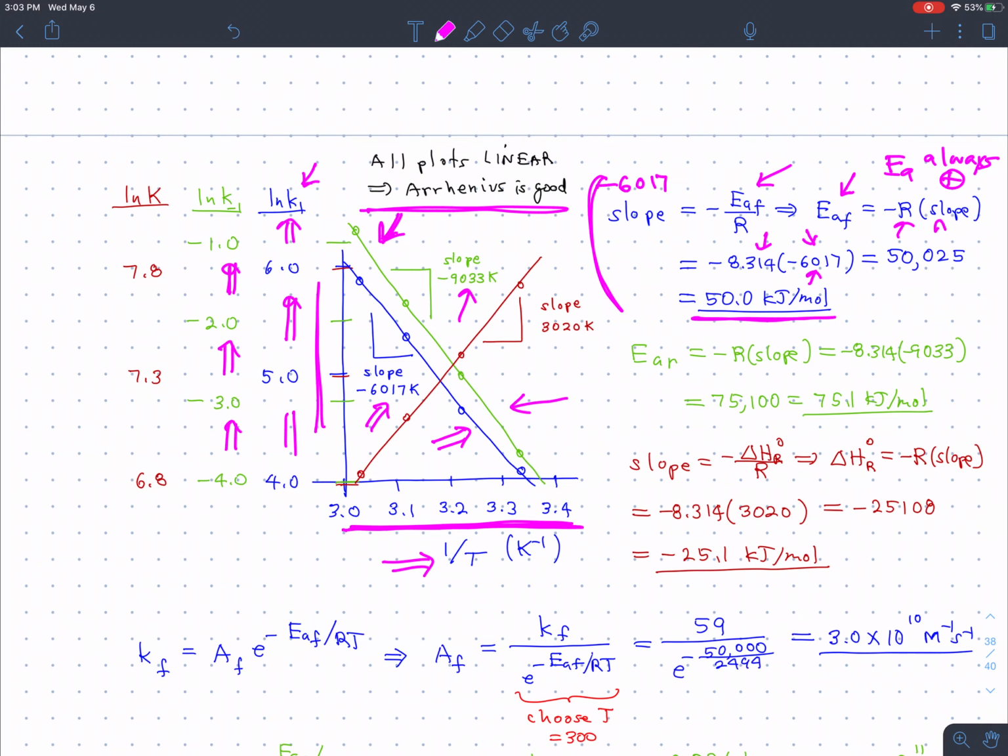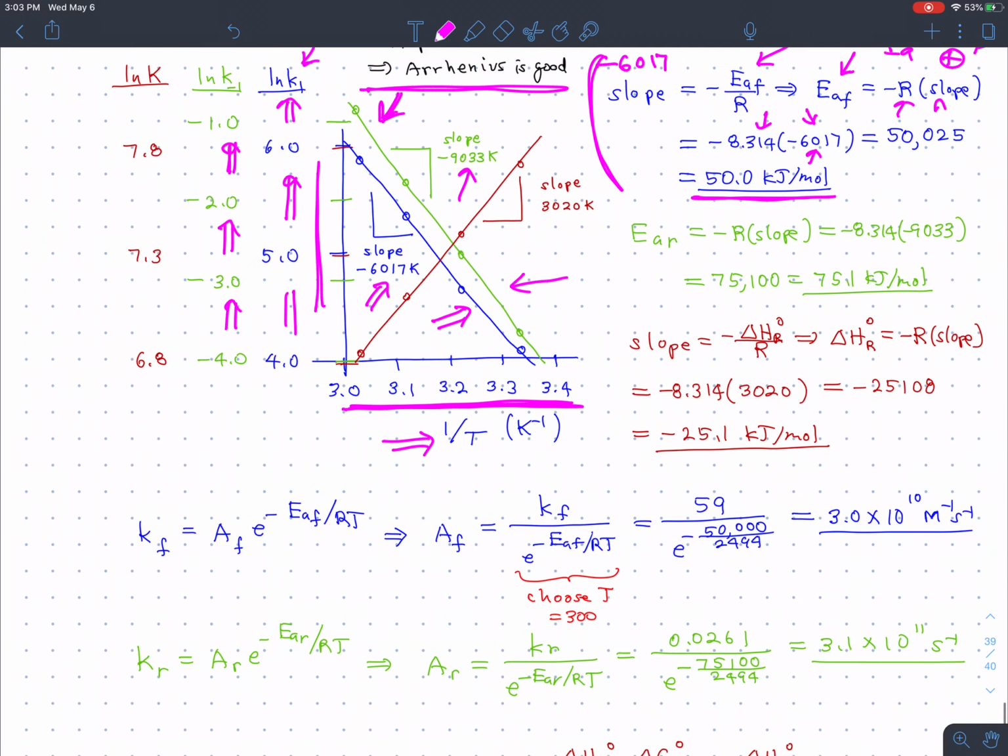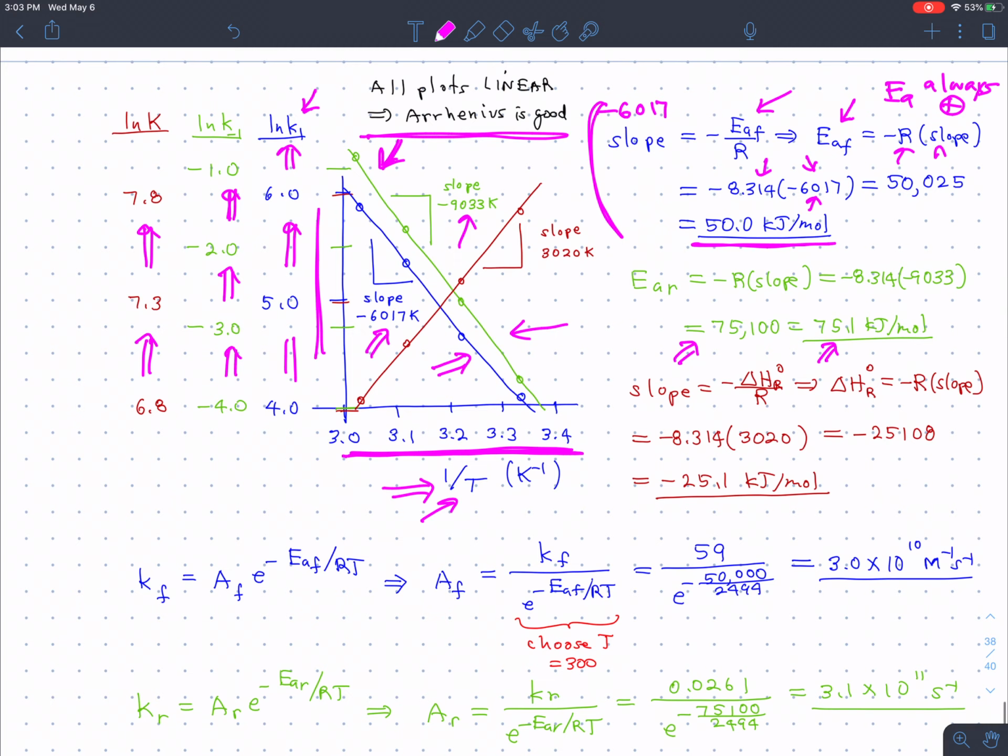That has a slope of minus 9.033, and going through the same calculations gives us a backwards energy of activation of about 75 kilojoules per mole. Finally, we're plotting the log of the equilibrium constant versus 1 over T for the Van 't Hoff plot. That gives us a positive slope, right? Because, in fact, when we do all the calculations, it's the same calculation, really. Oh, sorry, that's the wrong thing. This is the one we brought down here.